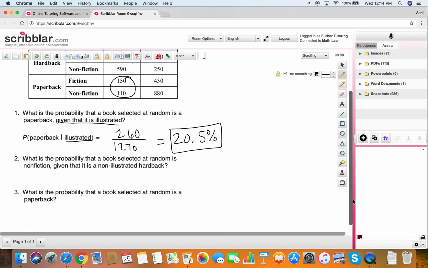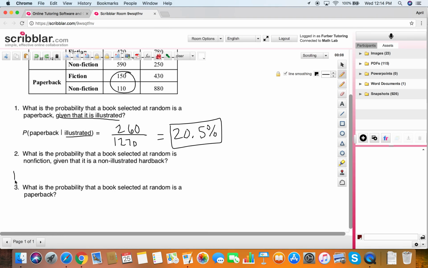Okay? The second example, let's figure out what it is we're trying to find. It says, what is the probability that a book selected at random is nonfiction given that it is a non-illustrated paperback? So that's the part, it's nonfiction. The total number of nonfiction books out of the total number of non-illustrated hardbacks.